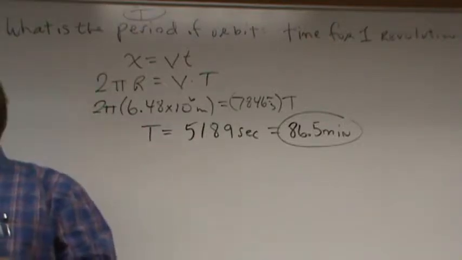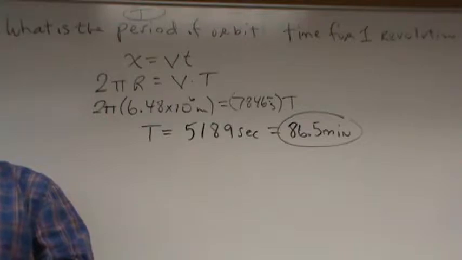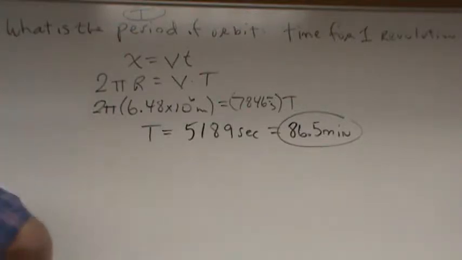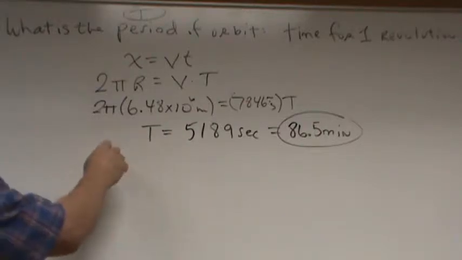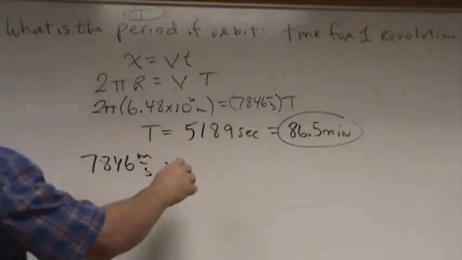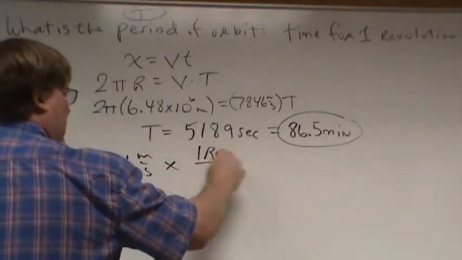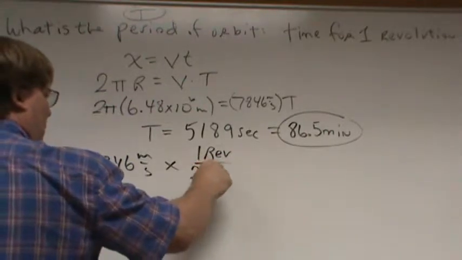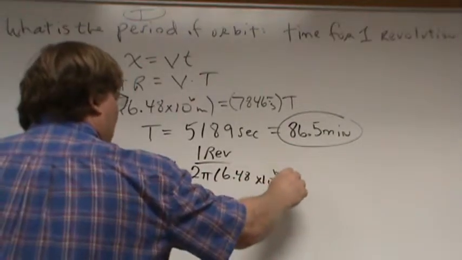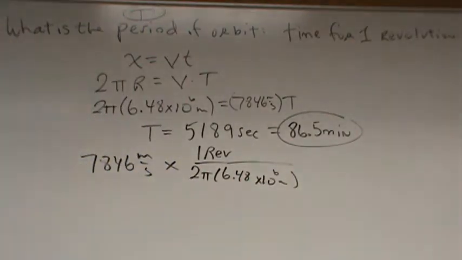Yes? Couldn't you also use dimensional analysis to figure it out, so that you just cancel out the units by using the rate, multiplying it by 1? Absolutely. So what Chris is advocating is, why not just take 7846 meters per second and then say, okay, I've got 1 revolution in 2 pi r. Okay, is that what you did? Yeah. And then you end up with revolutions per second, and then what did you do? Then you just convert seconds into minutes, and that's it.